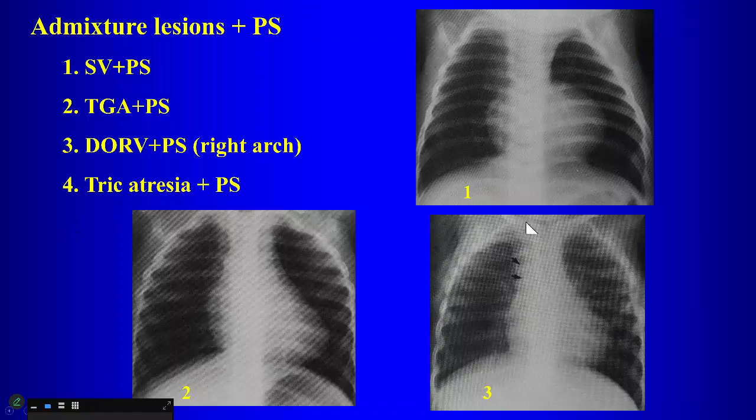All of these lesions look like tetralogy on the plain film, but these are all admixture lesions. They all have some form of VSD and pulmonic stenosis. Single ventricle with pulmonic stenosis, transposition, double outlet, tricuspid atresia with pulmonic stenosis. They all look like tetralogy, but once you have a VSD and pulmonic stenosis, the physiology and the plain film appearance will resemble tetralogy.